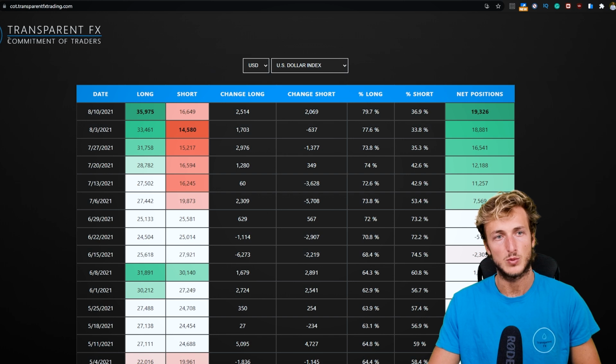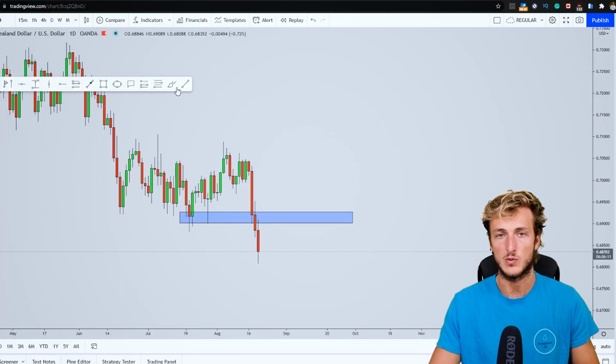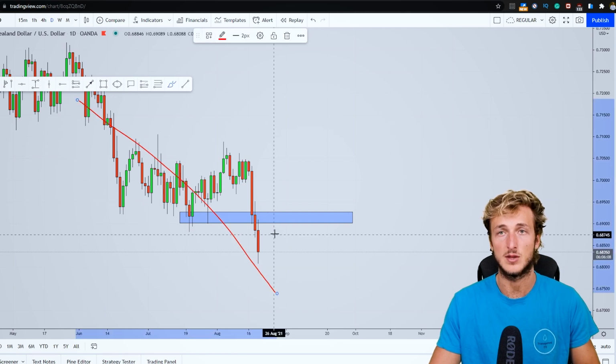Now, if we go and see what we have from a COT perspective, so commitment of traders, and we check the data for the NZD, we can see that actually net positions just shifted to negative, meaning that we went from having, from an institutional perspective, more longs than shorts to now having more shorts than longs, with 18.3k shorts and only 17k longs. So NZDUSD is getting quite bearish, and we see that clearly reflected in the price action with this downtrend developing.